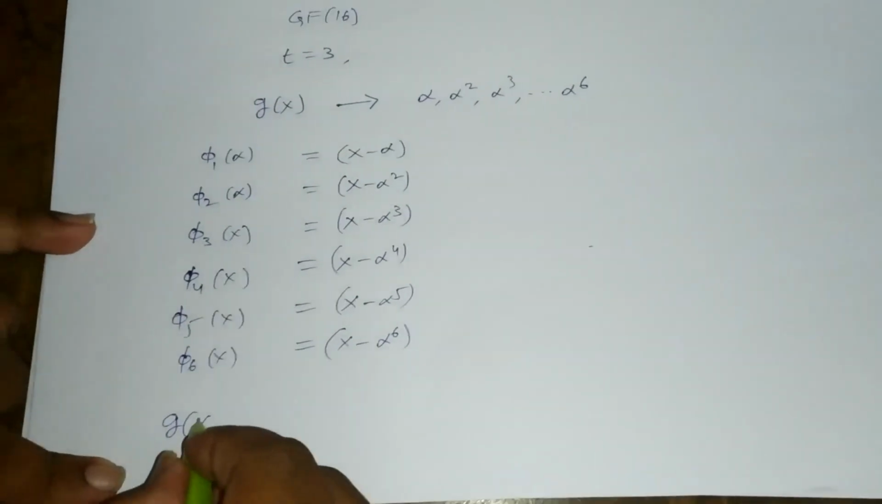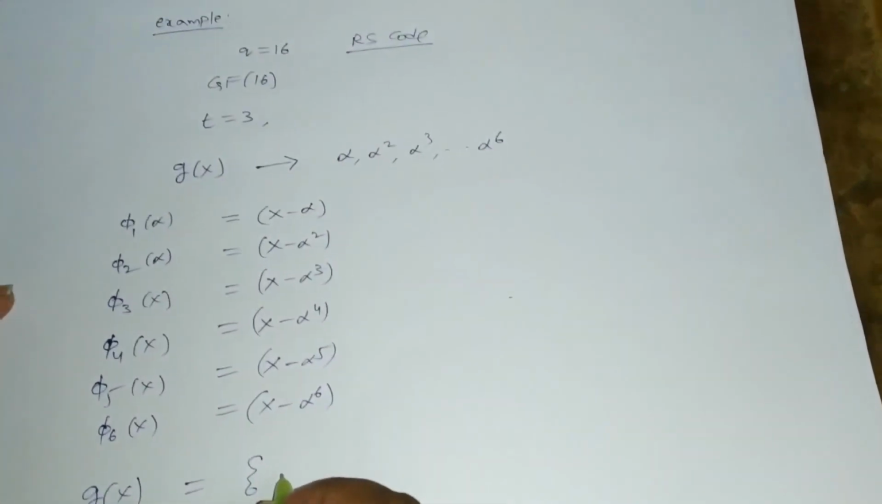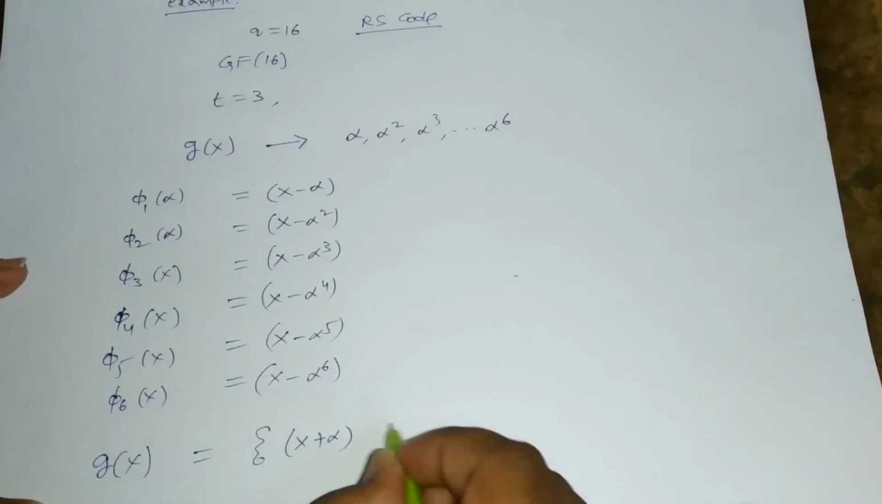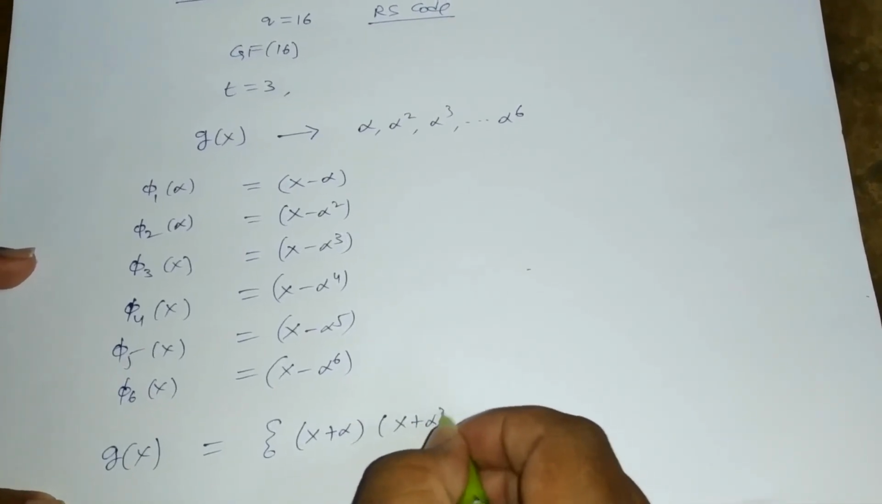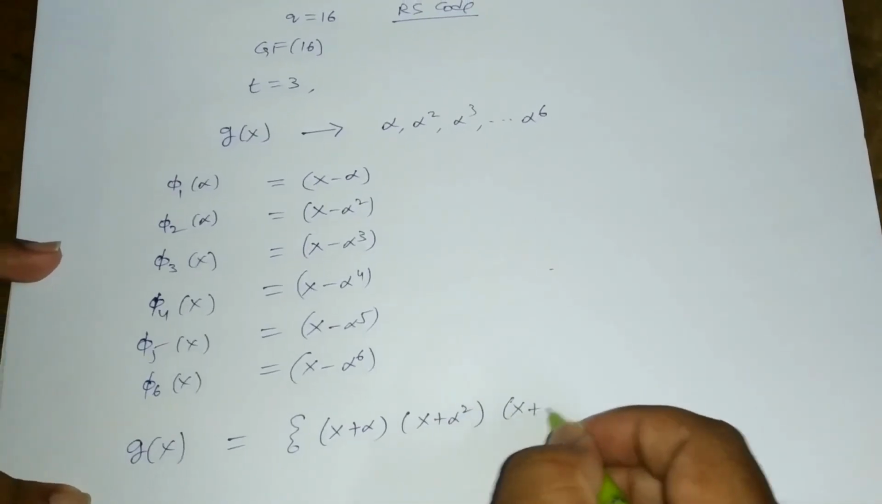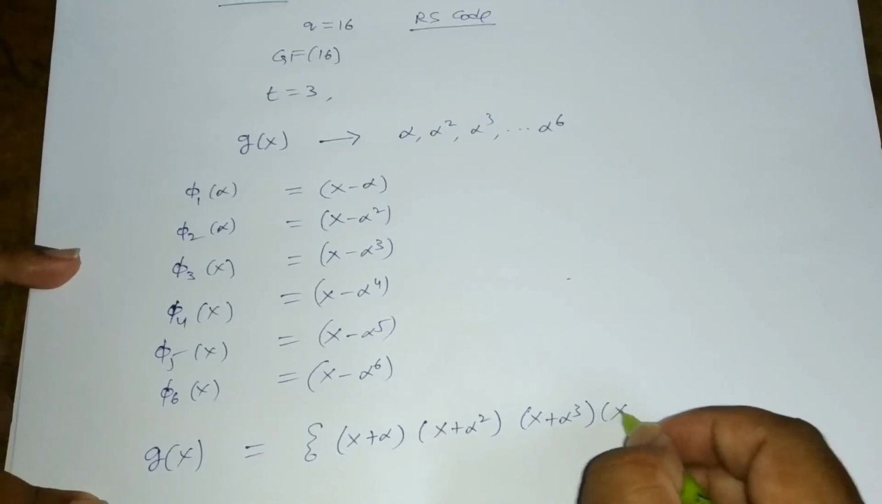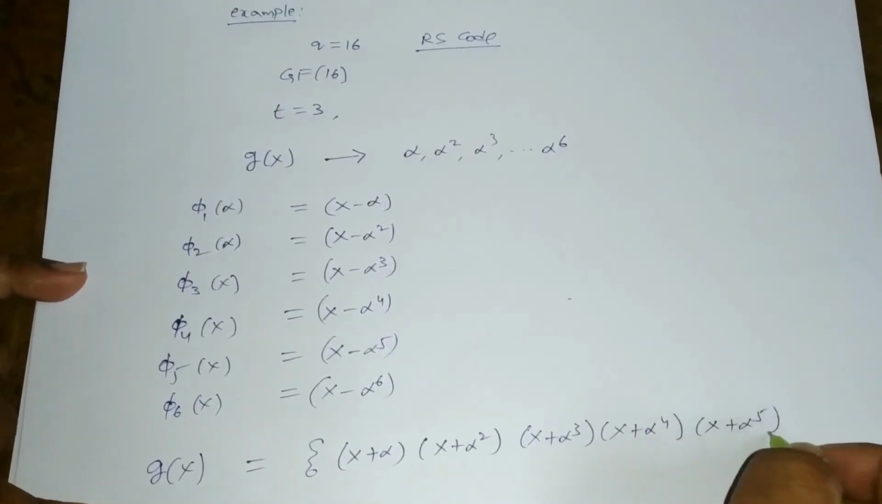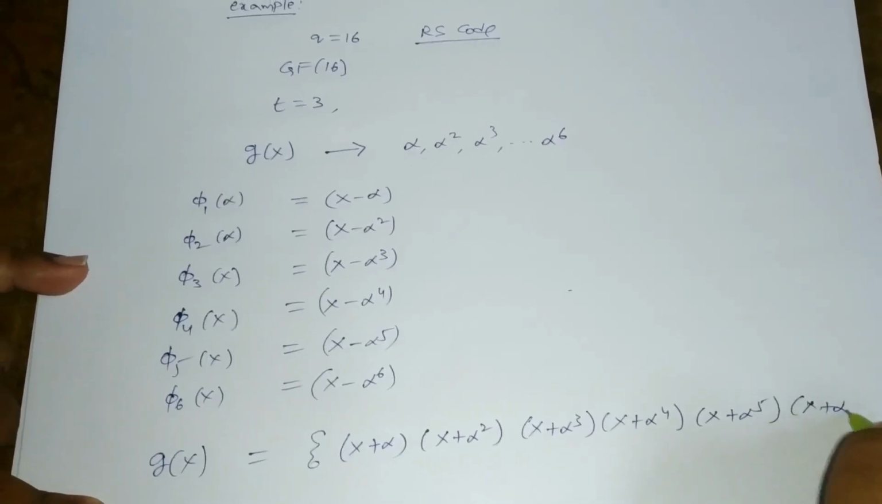Now the generator polynomial G of x is simply represented as the multiplication of x plus alpha, x plus alpha square, x plus alpha cube, x plus alpha power 4, x plus alpha power 5, x plus alpha power 6.